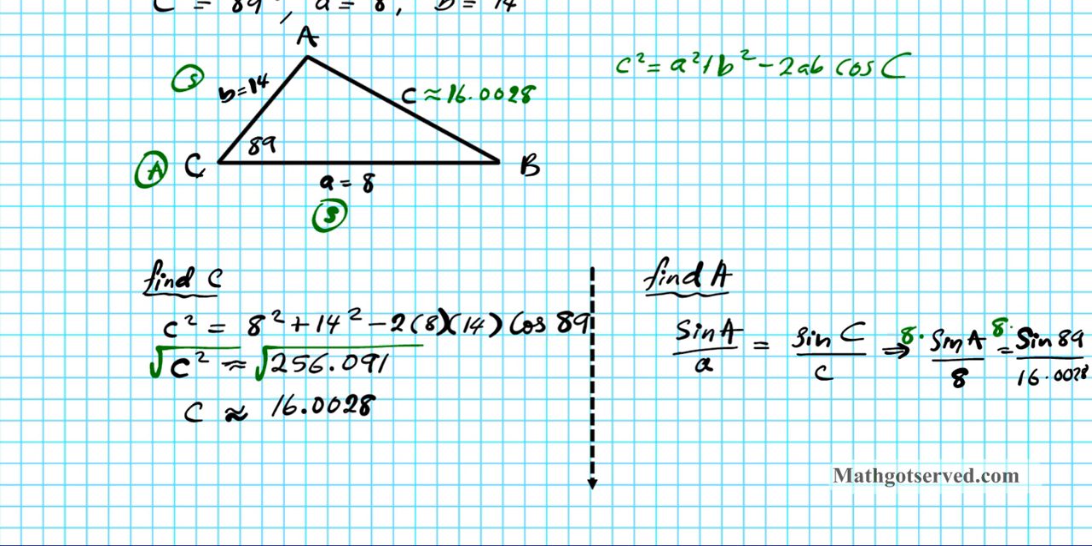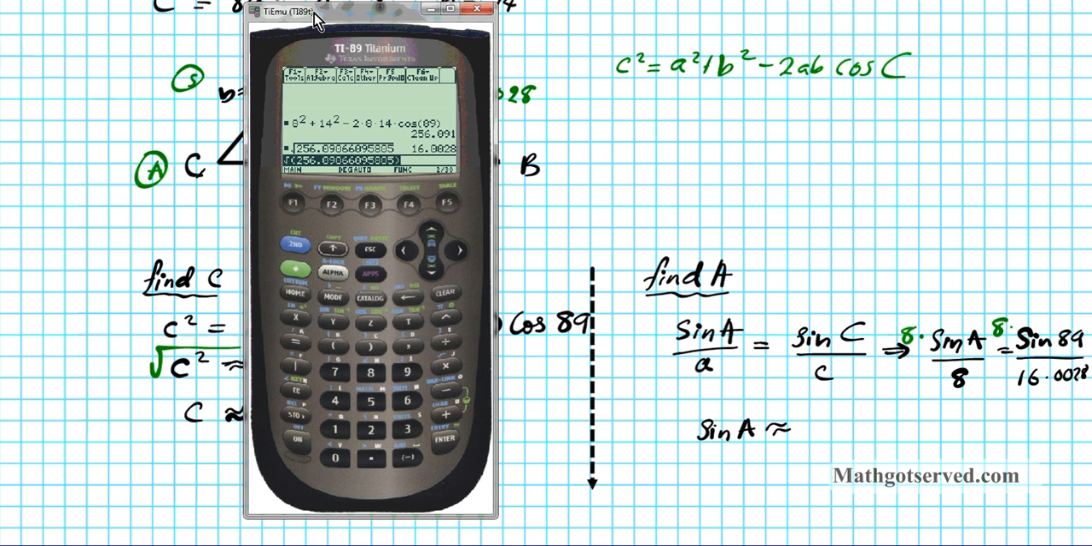All right, and then we're going to have sine A is approximately, let's put this in our calculator. We'll have sine 89. Well, let's put the 8 there. 8, and then parentheses around that, parentheses 8 times sine 89.